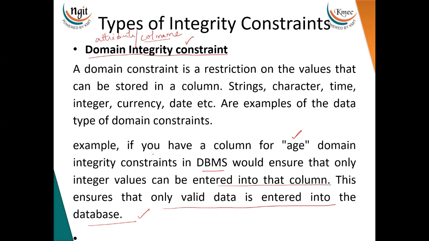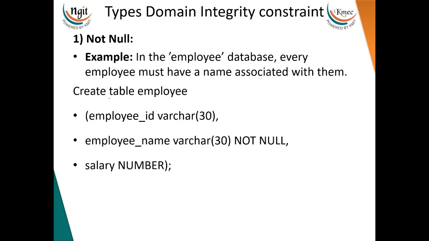Now let us move on to the types of domain integrity constraints. Namely, we have the not null constraint. Here we have an example for an employee table. Let us assume there are three different attributes, namely employee ID, employee name, and salary. There is a not null constraint applied for employee name. It is because every employee must have a name associated with them, and thereby the values which you enter for this column cannot be null.